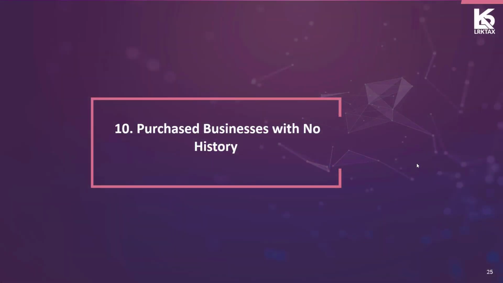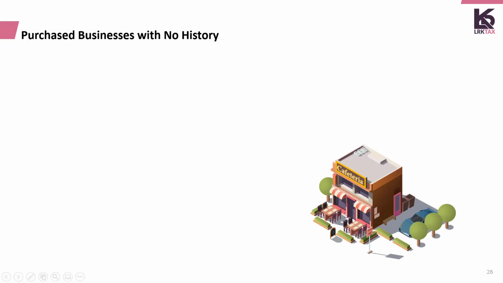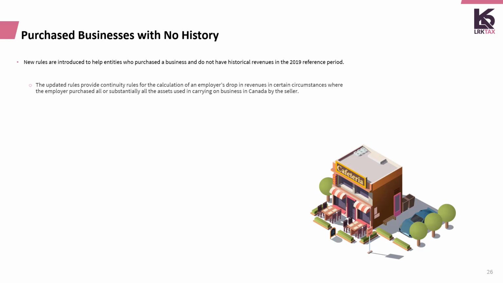10. Purchase businesses with no history. So whether you're calculating your CEWS subsidy under the old legislation or the new legislation, one crucial thing you need is the decline in revenue. But if you purchased a business and you don't have a history, for example, if you weren't in existence in 2019, or if you weren't in existence in January, February of 2020, you may have nothing to compare it against. So there's a new rule in place that says for purchase businesses, meaning that if you've bought substantially all of the assets of a business, you can use the seller who sold you the assets. You can use their revenues in 2019 to compute your revenue decline.